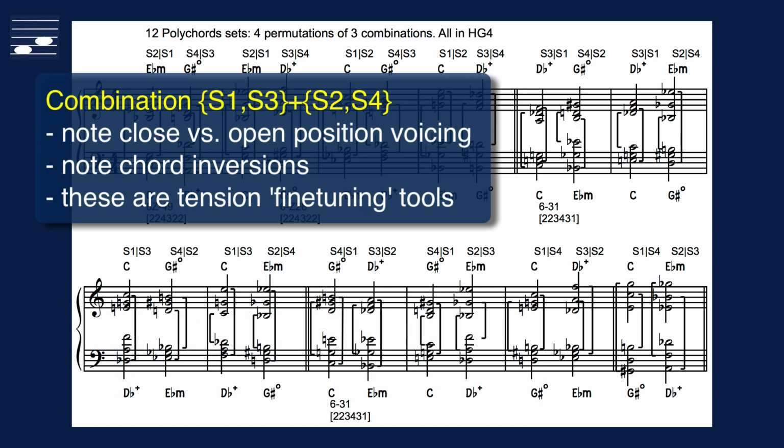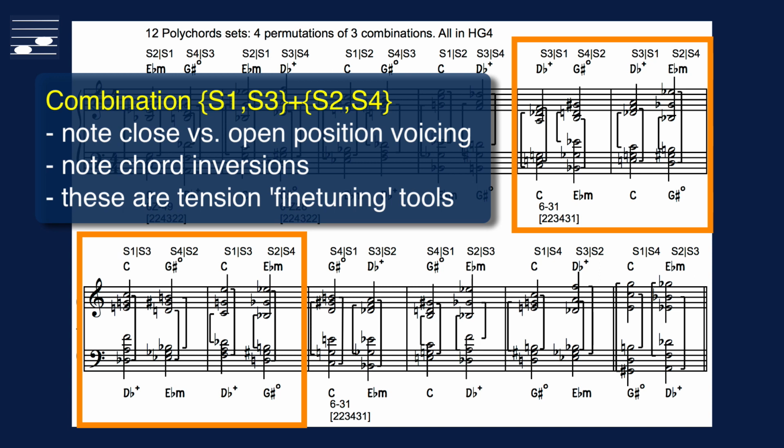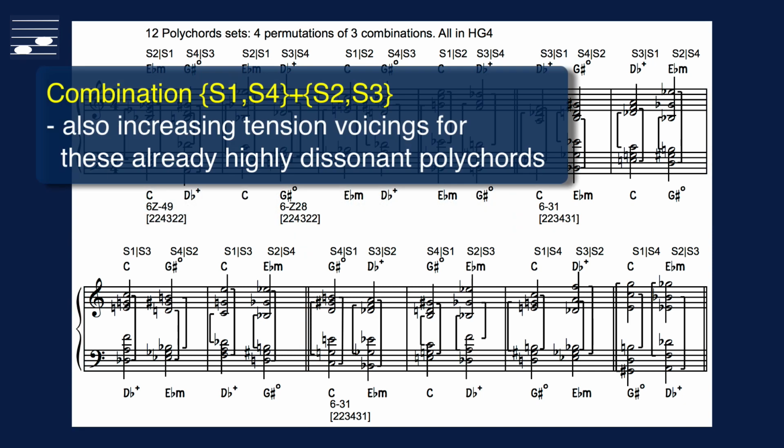Next we combine S1 plus S3 versus S2 and S4 for another 4 permutations. Note close versus open position voicing and chord inversions, as these are fine-tuning tools for subtle chord tension nuances. And we conclude with 4 polychord permutations for the third hexachord combination.